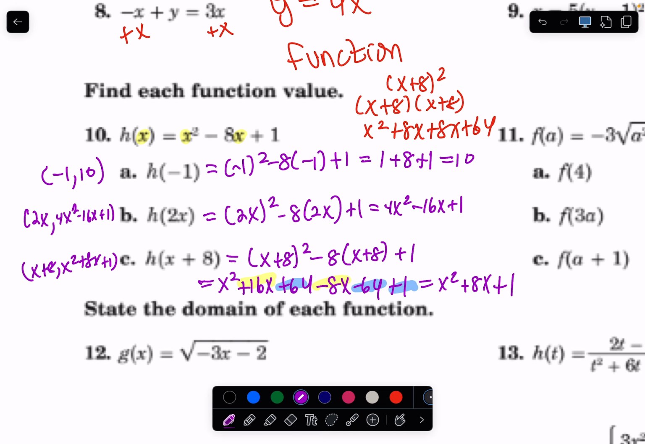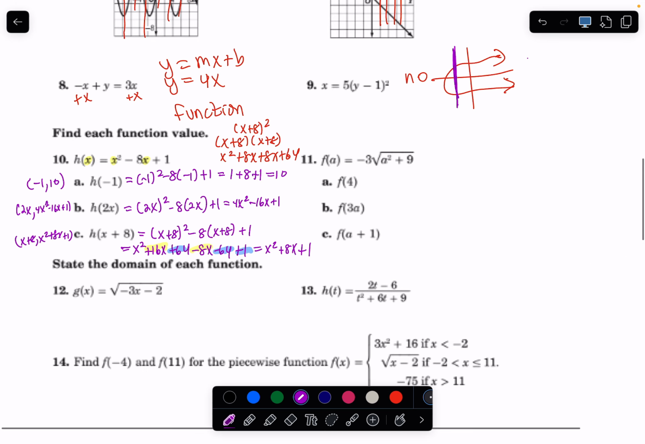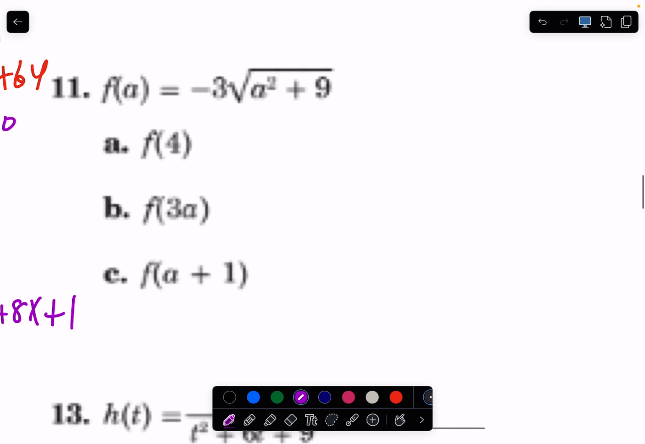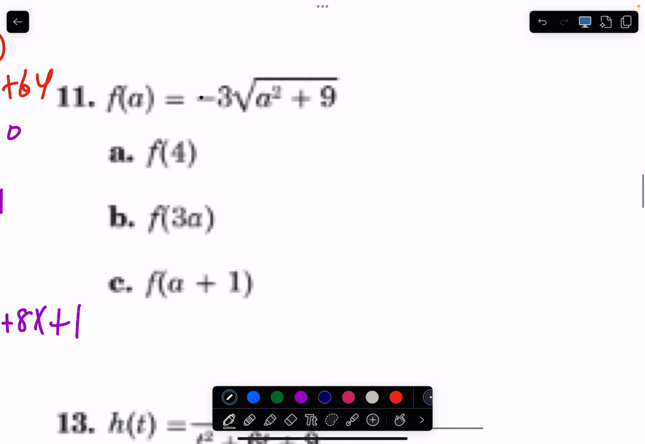So this time our input is a. It is negative 3 times the square root of a squared plus 9. Okay, so if we plug in 4, negative 3 times the square root of 4 squared plus 9. Remember how square roots work. You don't square root the pieces. You get a value, then square root the value.